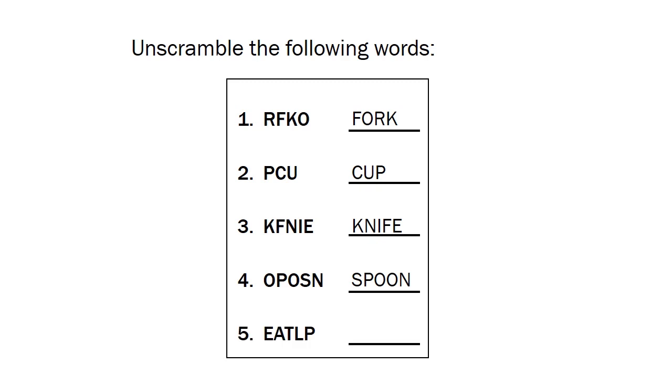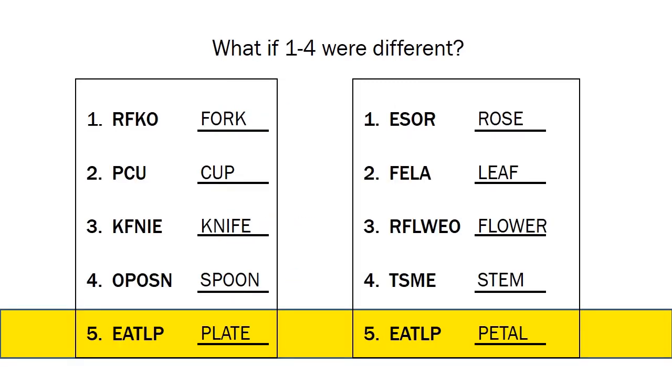Now, hopefully that was pretty easy for you. You were able to unscramble all of these different words to create these other kinds of outcomes. But if those first four words were different, your answer to the fifth question might have been different also. If these were what you saw, you might have unscrambled the fifth word as pedal, because you were primed to think of a different schema.